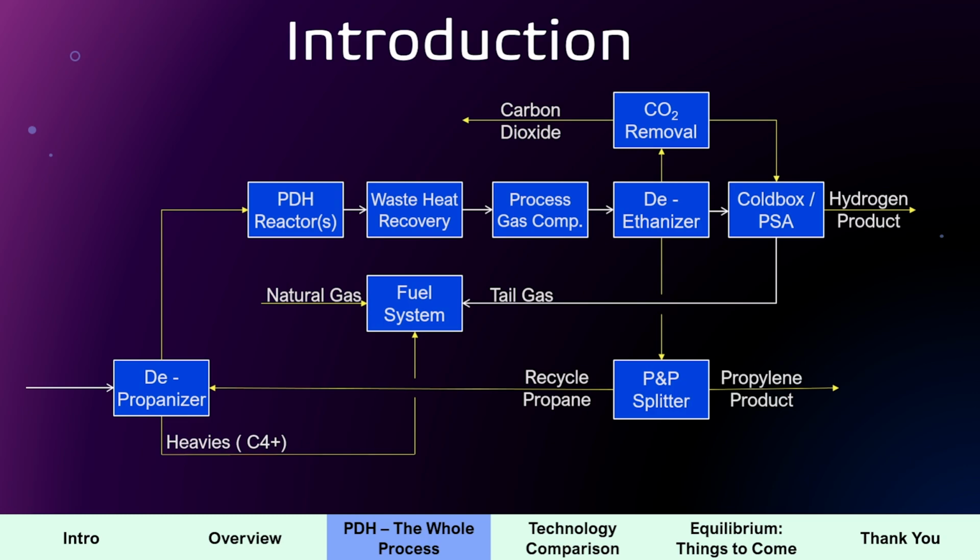So that's pretty much how hydrogen is separated from hydrocarbons. All your hydrocarbons, which is basically ethylene, ethane, and methane, go as tail gas to the fuel system, and that's the best you can do with them, because that's pretty much what natural gas composition is.